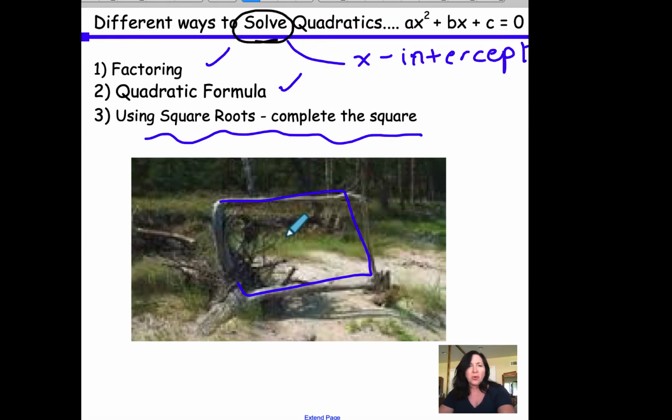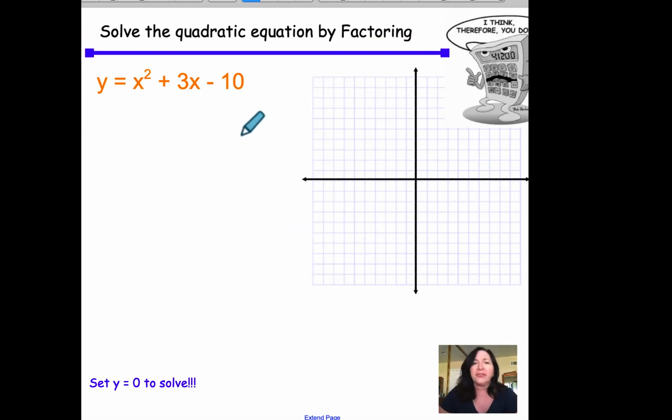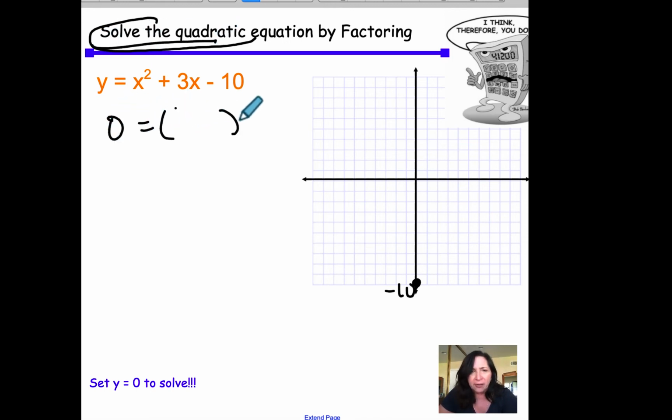Okay. So we're going to get started with some of these problems. This one I'm just going to solve by factoring. Again, if it says solve the quadratic equation by factoring, I need to set y equal to 0 because I'm actually looking for the x-intercepts. So I know my y-intercept is at negative 10, but this is just asking me to solve. So we're going to set y equal to 0, and I'm going to try to factor this.